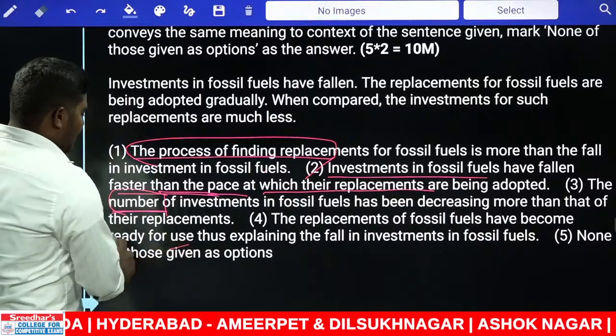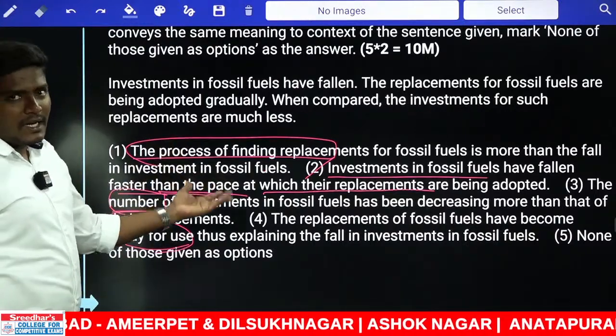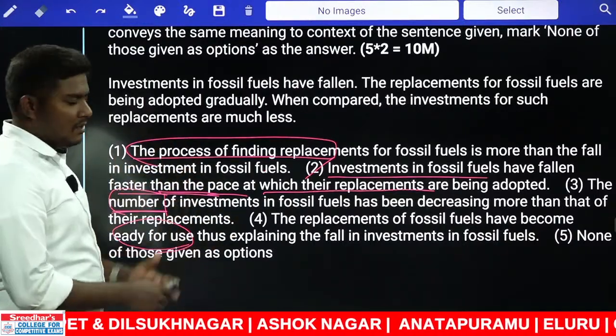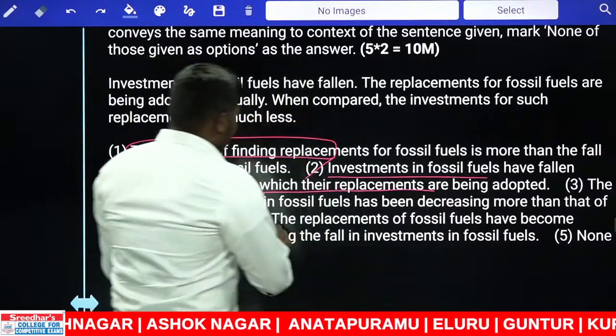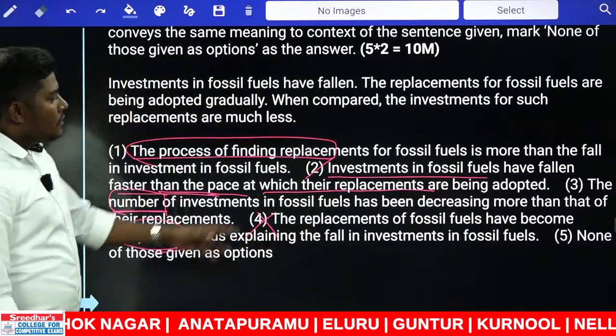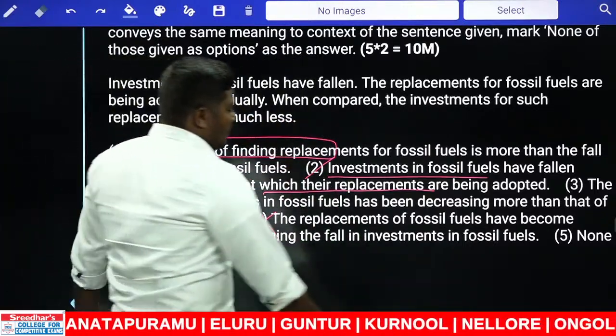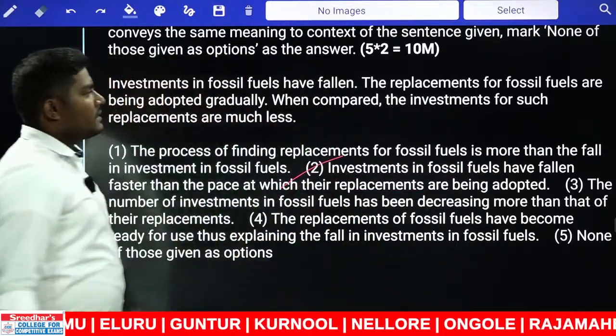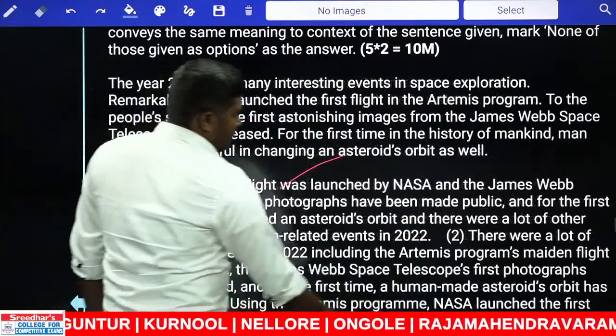Next, fourth one, the replacements of fossil fuels have become ready for use. Are we speaking about something that is ready? No, they are already telling that something is much lesser. So we cannot conclude it as saying ready, not possible. So out of 2 and 3, I would obviously go for the option which is best, that is the second one.